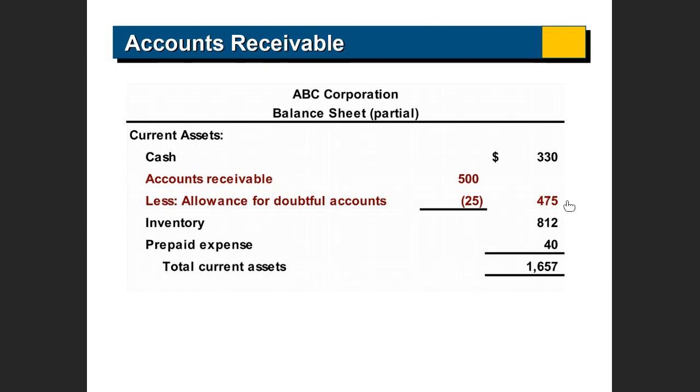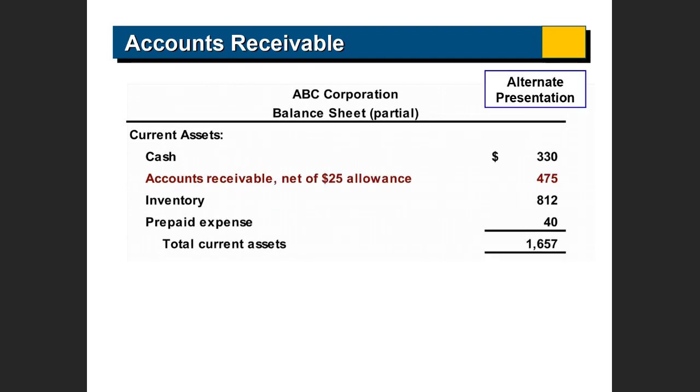If you go back to the T accounts, accounts receivable will have 500 debit, and allowance for doubtful accounts will have a 25 credit. So the net is 475. You can present this information in the balance sheet. This is one way. The second way of presenting it in the balance sheet is this: accounts receivable net of 25, so you don't show the allowance account separately.